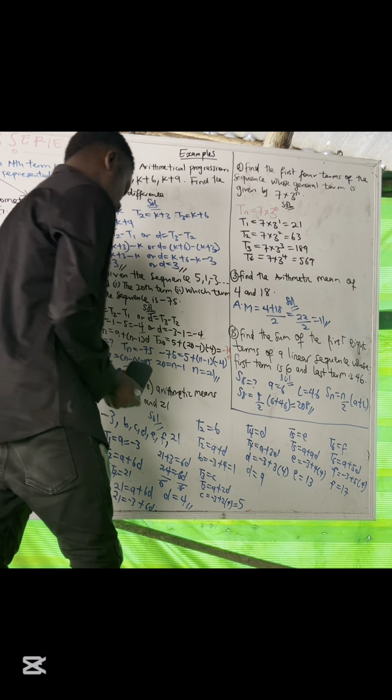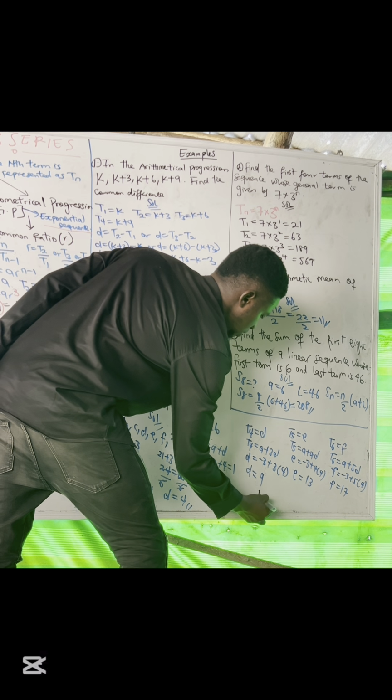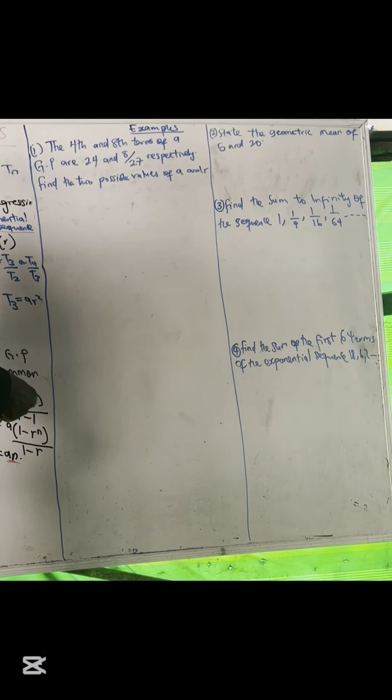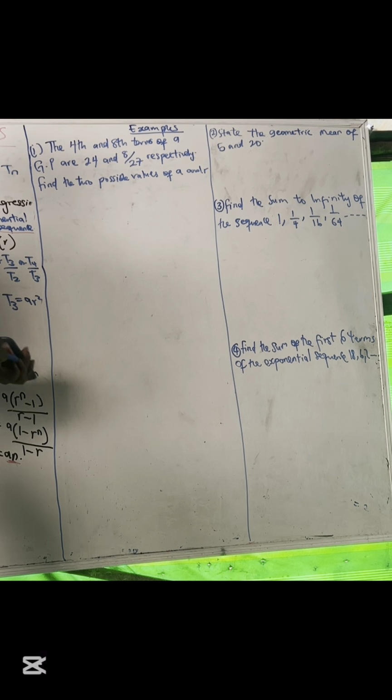The first value is what? 1. The second value is what? These following examples are on the geometrical progression. Let's do this first one.